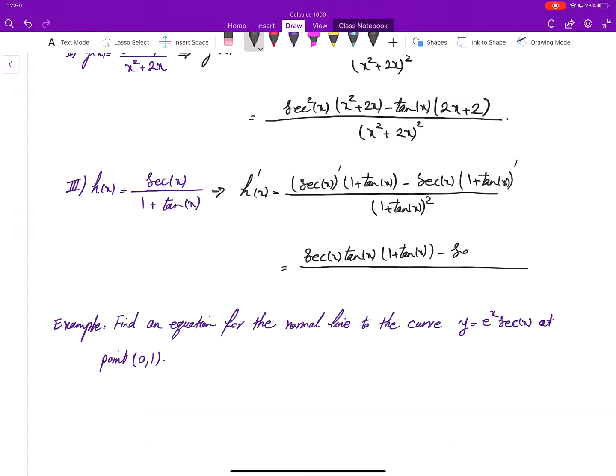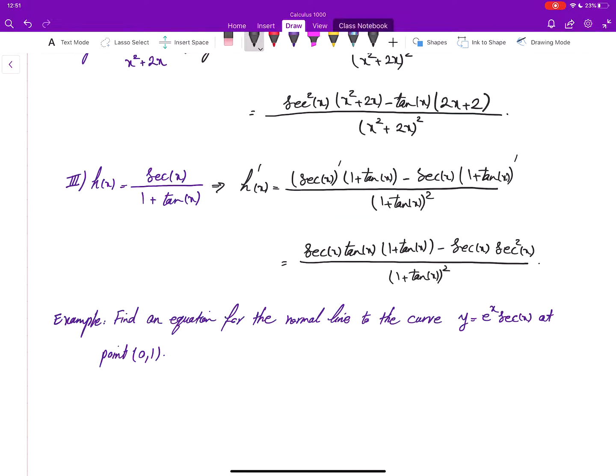This is a secant x. And then, derivative of 1 is 0. Derivative of tan is secant squared x. And then in the denominator, you have 1 plus tan x, squared. Well, you can simplify the numerator, but I will leave it for you. The worst is that you just expand everything, write everything in terms of sine and cosine, and then from there you can simplify everything.